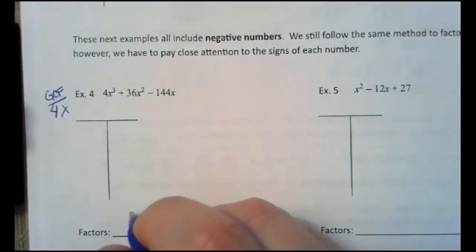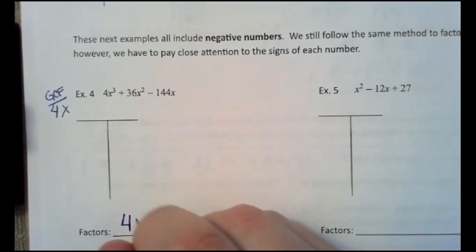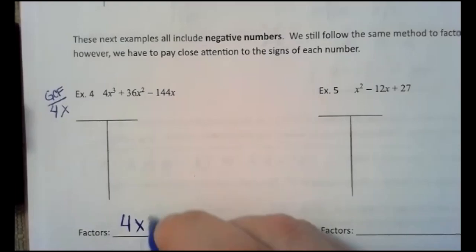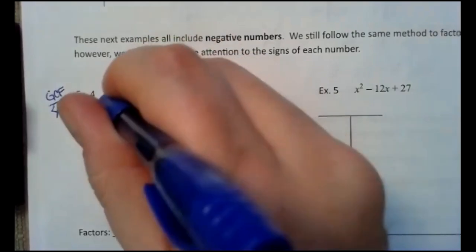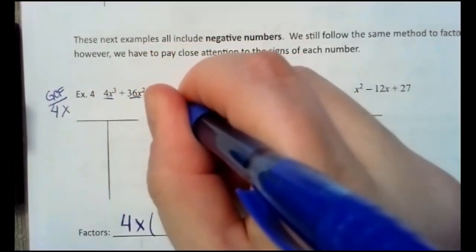What I'm actually going to do, this is not cheating. I would recommend you do this. I'd start putting 4x on my answer line because I don't want to forget it. Your answer needs your GCF there in order for it to be correct. Okay, so next we're going to divide each of these by 4x.